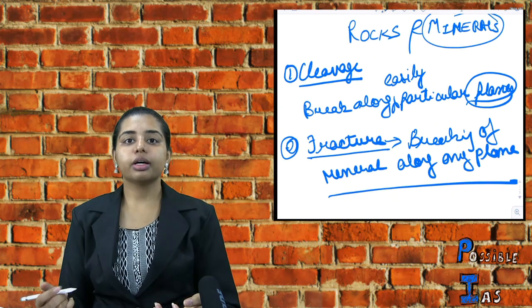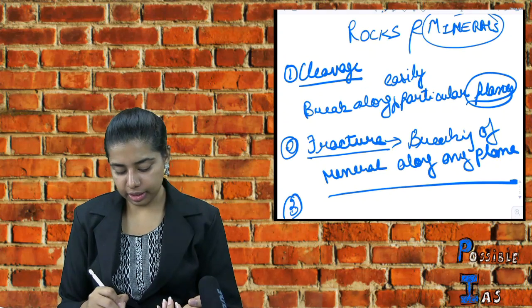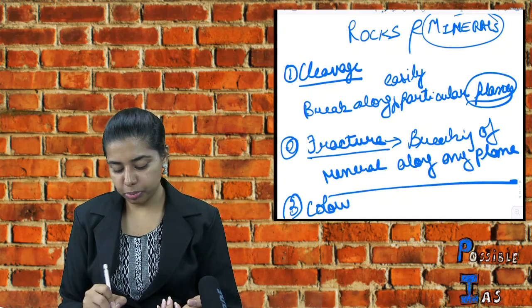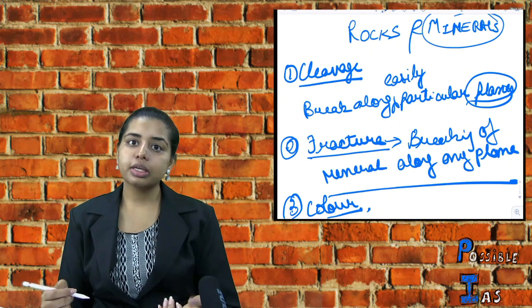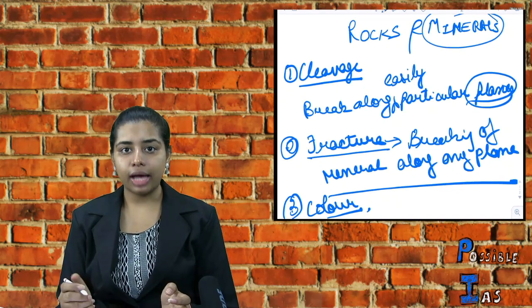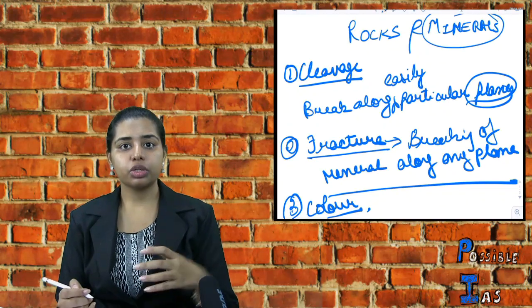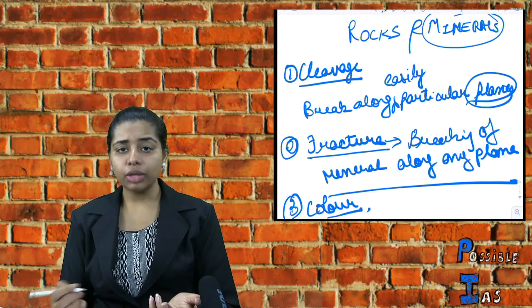Then all minerals have different colors. So color is another property. You can see the color of the mineral and you can judge which mineral it is. Then you can see what form it is, like is it massive, is it tabular, does it have a nodular structure, does it have a mammillated structure, does it look like a bunch of grapes, so that thing.